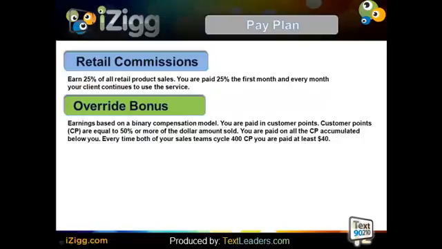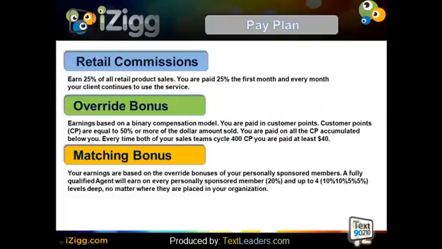Then we have the override bonus. This is what you're paid on team production. Your earnings are based on the binary compensation plan. You're paid in customer points, and customer points are equal to about 50% or more of the dollar amount sold. Now you're paid on all the customer points accumulated below you, and every time both of your sales teams cycle 400 customer points, you're paid $40. That's the override bonus. Next is the matching bonus.